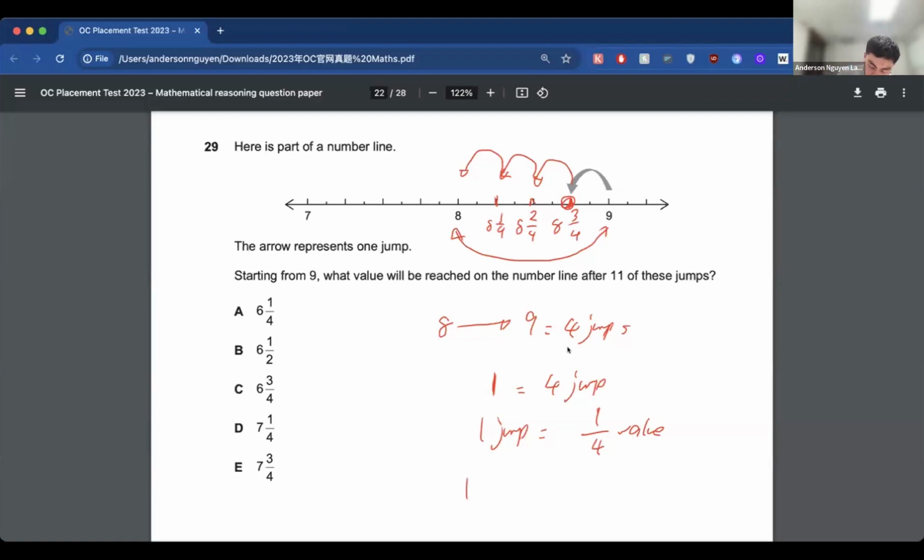Okay. Now the question says you're moving 11 of these jumps. So 11 jumps means it's 11 times 1/4. And when you're multiplying a whole number by a fraction, it's the same as that whole number over 1 times the fraction, which is 11/4. Now to see where we are, if we started from 9, you need to subtract 11/4 from 9. And when we're subtracting 11/4 from 9, you can't subtract a fraction from a whole number. You need that whole number to be a fraction as well.